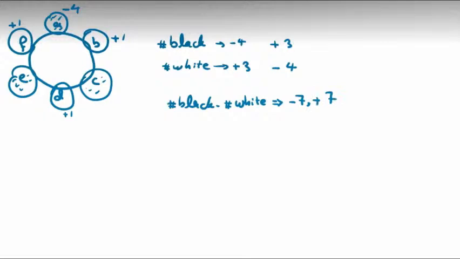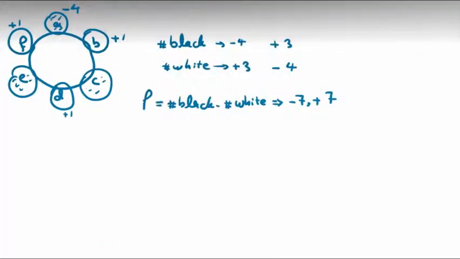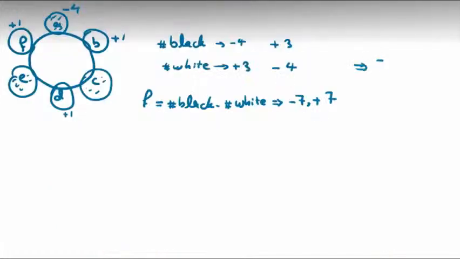So we can say, because at the end we want to reach zero. Let's consider this as f. In the first case, f is n. In the last case, f is 0. And it changes by 7 each time. So from this one, we conclude 7 divides n.